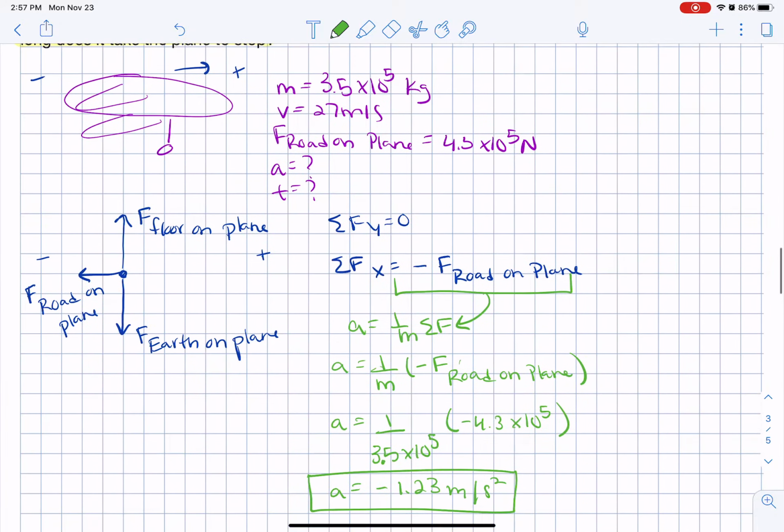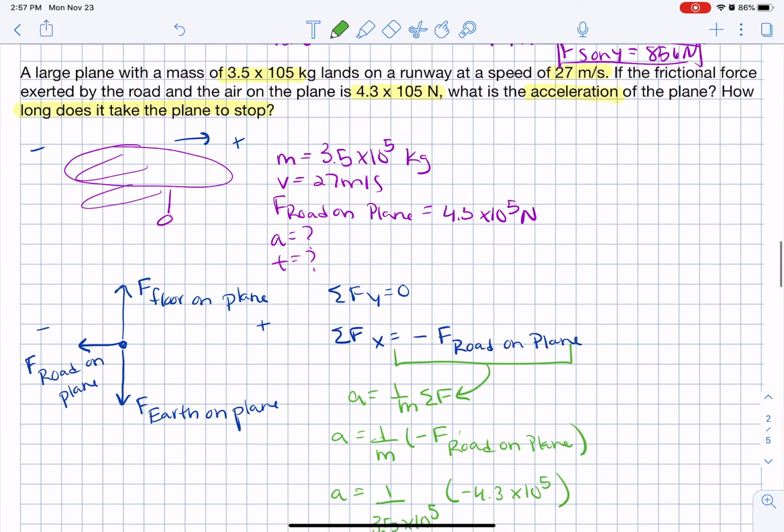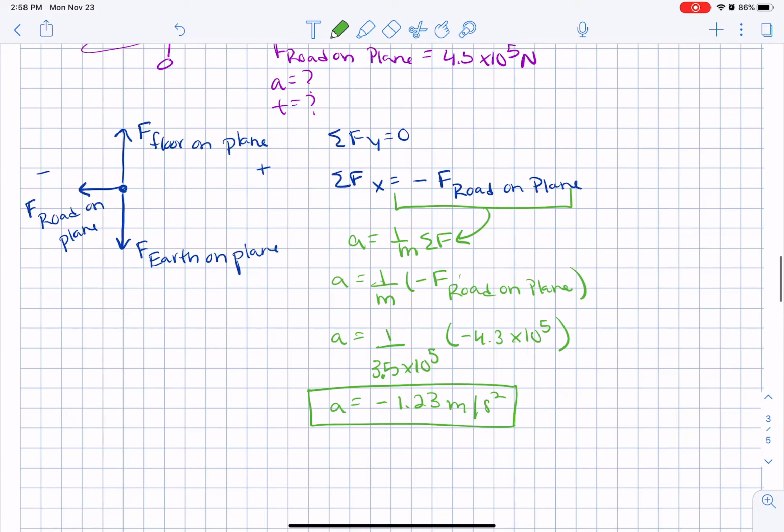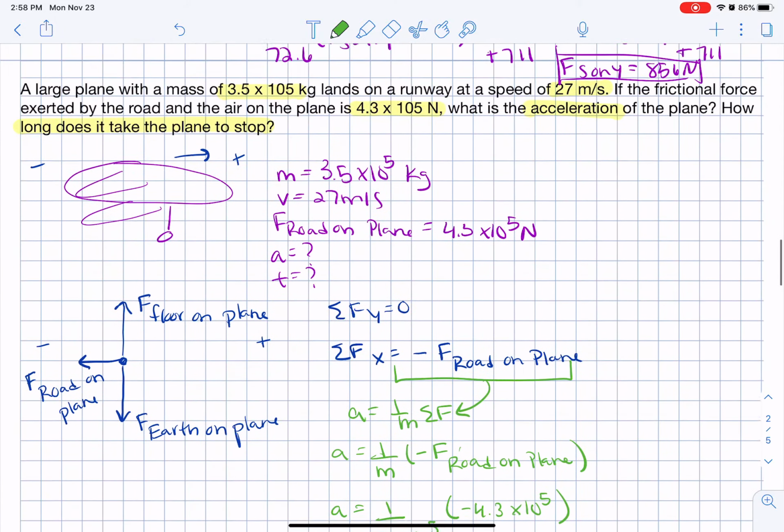We should take a second here to make sure this makes sense. So we got a negative acceleration. Well, the object's moving in the positive direction and it's slowing down. So its acceleration should be in the opposite direction as the velocity. And we find that that is true. It should be negative.